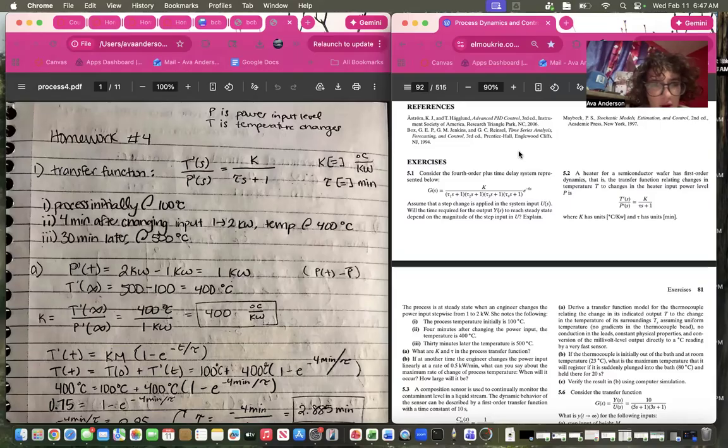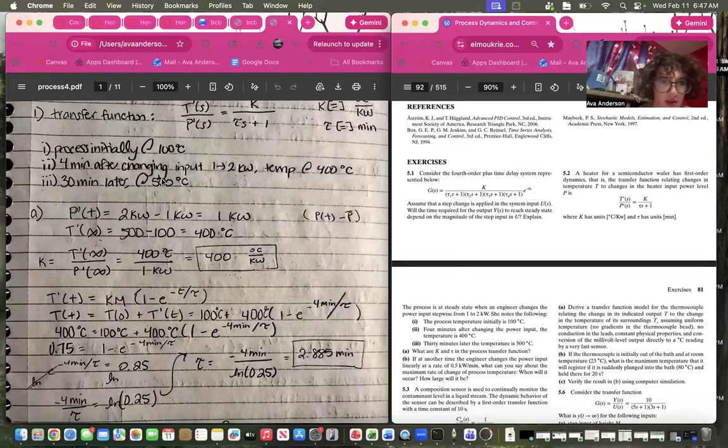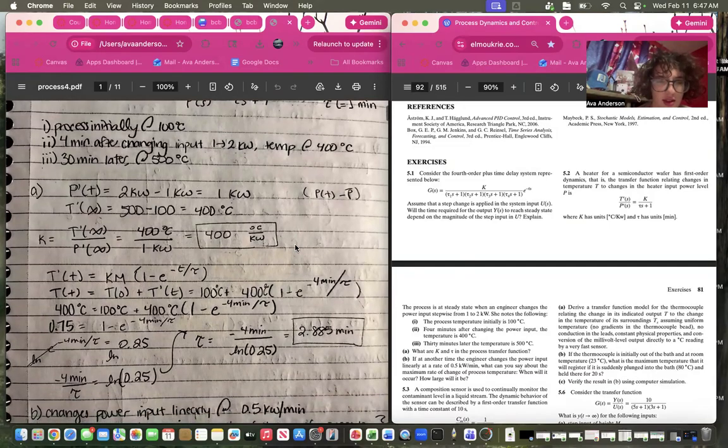Okay, one is probably the one I understood the best. We are starting with the transfer function that it gives us, and it gives us these conditions. The process initially starts at 100 degrees Celsius. After 4 minutes and changing the input from 1 to 2 kilowatts, temperature is now 400 degrees Celsius, and 30 minutes later, it's 500 degrees Celsius.